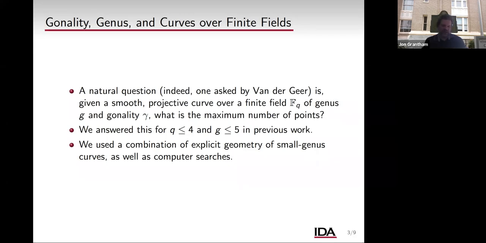We answered this question for q less than or equal to 4 and the genus less than or equal to 5 in previous work. That is on the arXiv. If you search Grantham Faber, you should get it. You can also go to my math blog, math.pseudoprime.com, and if you scroll back to late spring, there's a video on there of a talk I gave about it. You can be less impressed because it's on Vimeo rather than YouTube.